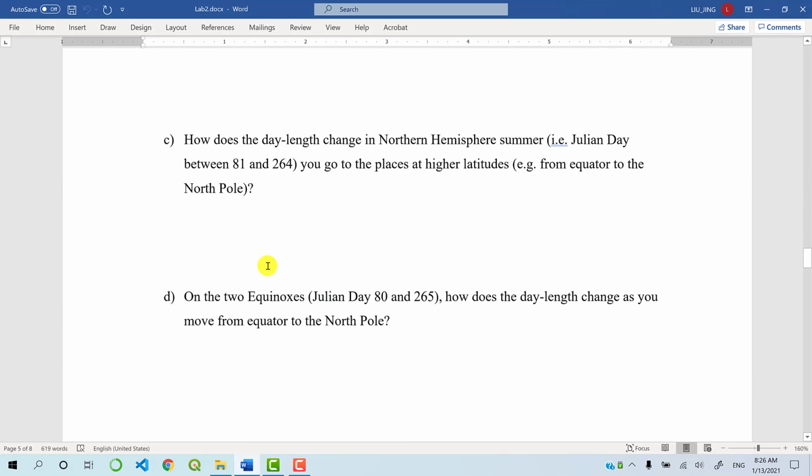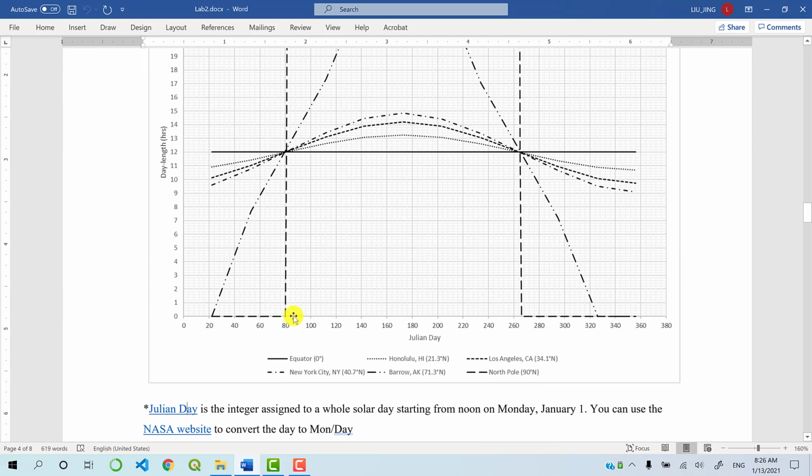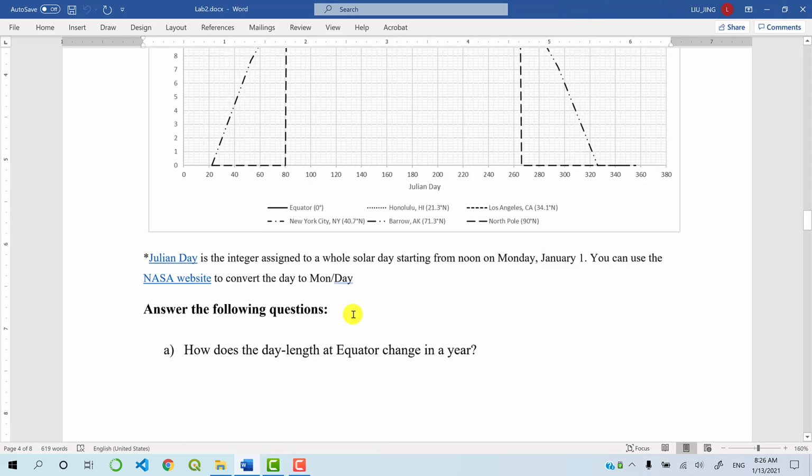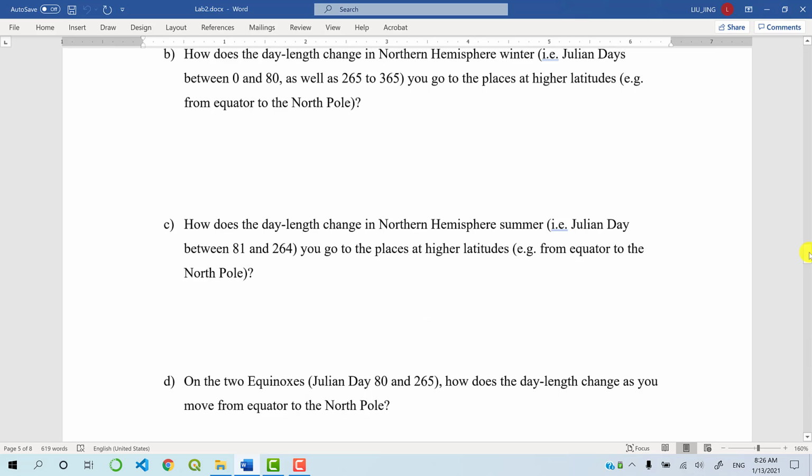Okay, and then let's see, on the 2 equinoxes, those 2 days, how does the day length change as you move from equator to the North Pole? So you can see here 80, and 265. Well, all these curves, they come together, meaning they have the same day length, right? That is why we call those 2 days equinoxes. Everywhere, day lengths, they're equal.